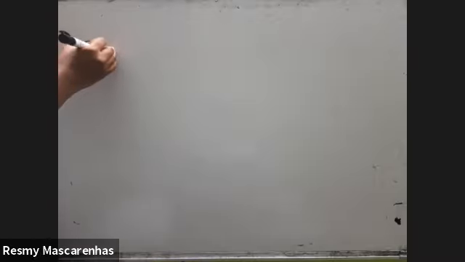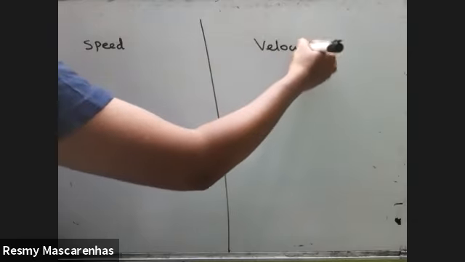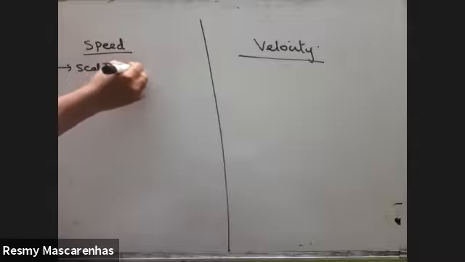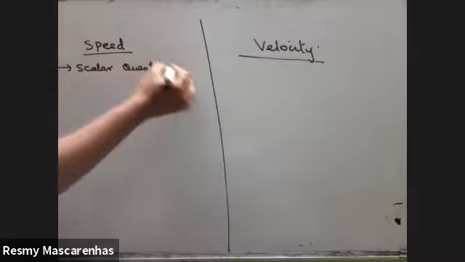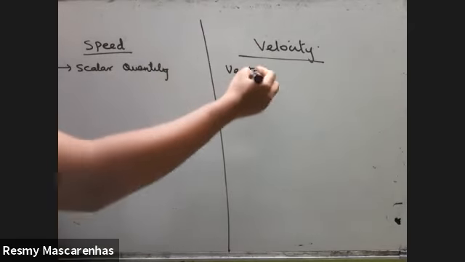No, this is extremely important: the difference between speed and velocity. Same way as we had distance and displacement, this is similar. Speed is always a scalar quantity, and this fellow, velocity, is a vector quantity. So now you will actually understand the difference between speed and velocity.